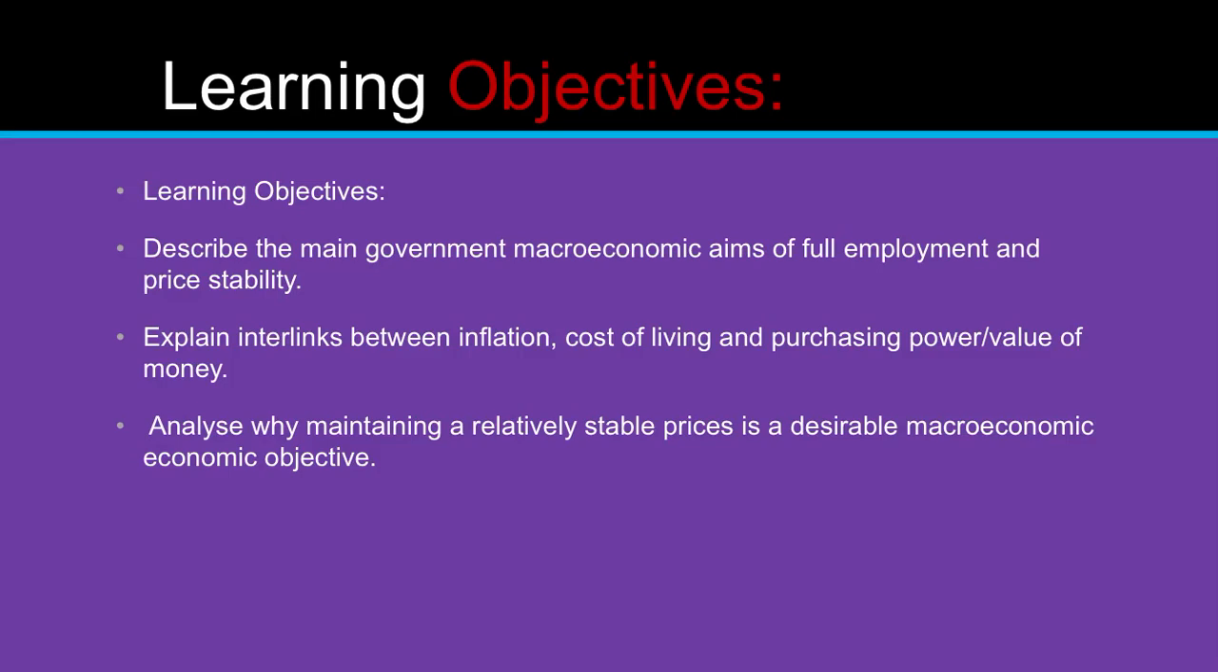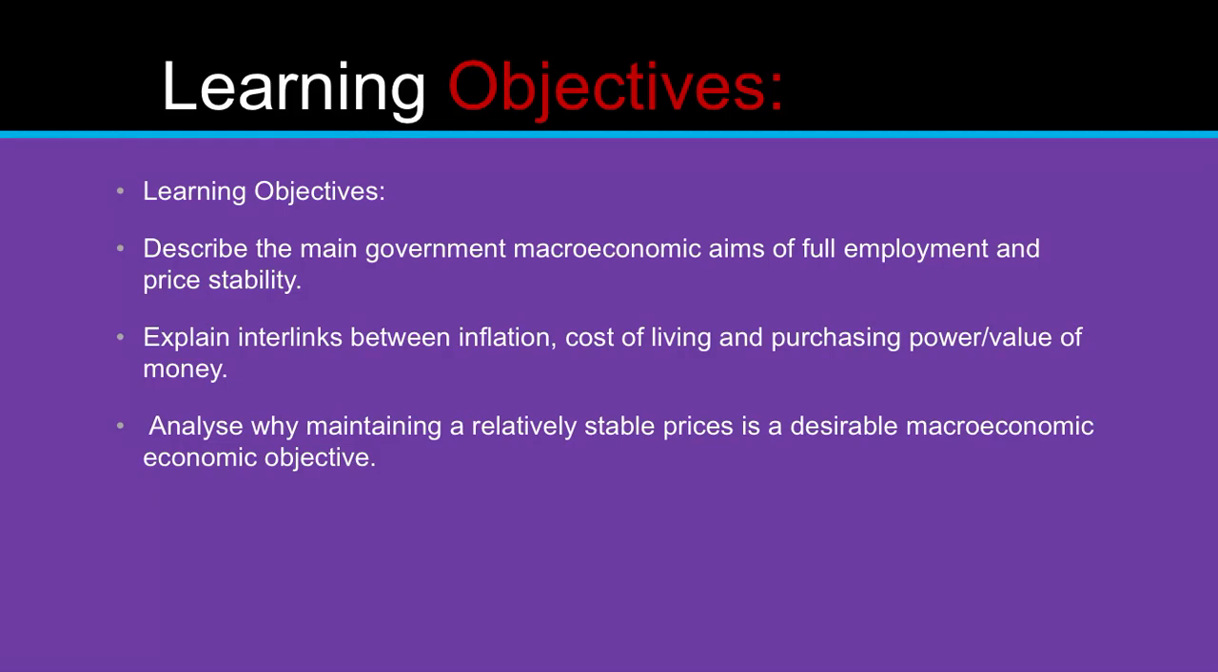Learning objectives: by the end of this lesson, students should be able to describe the 4 main aims, and mainly for this lesson, be able to explain the government macro aim of achieving full employment and price stability. Next, students should be able to explain the interlinks between inflation, cost of living, and purchasing power. Another name for purchasing power is buying ability, or purchasing ability, or the value of money, or the real value of money.